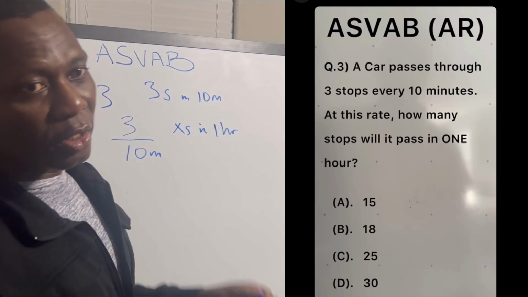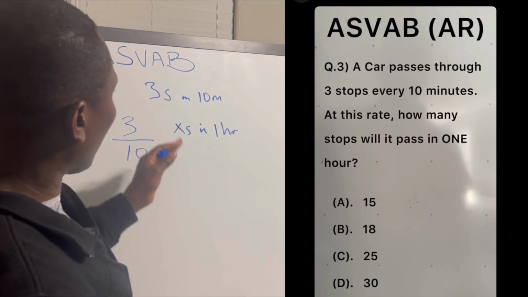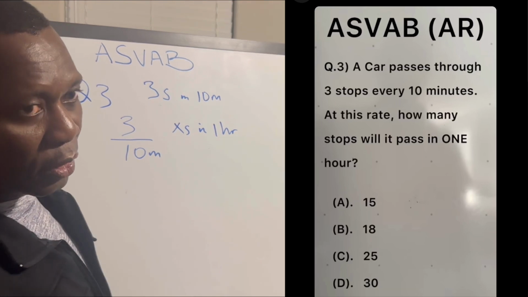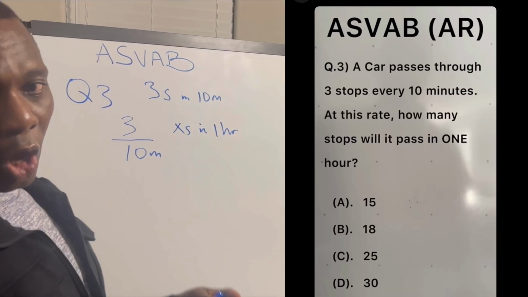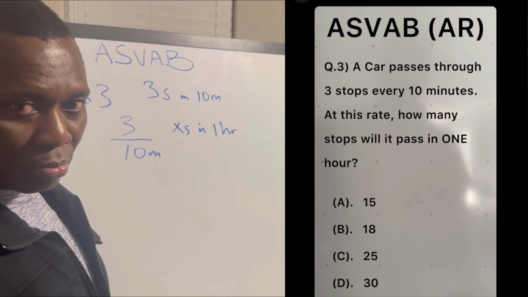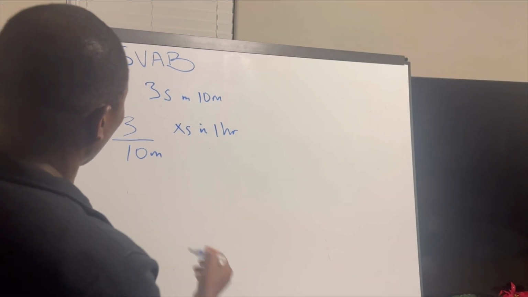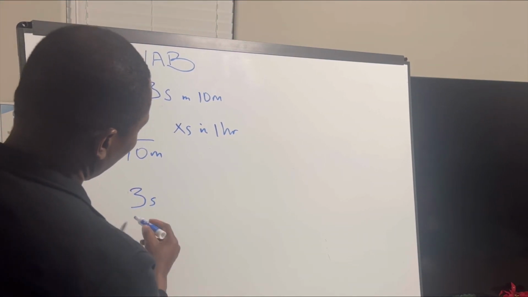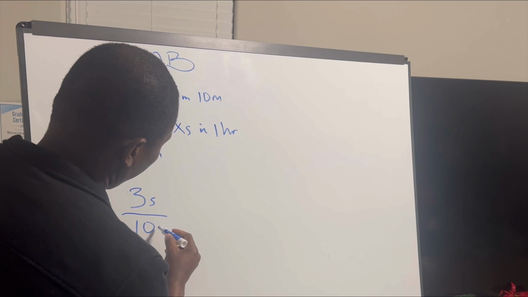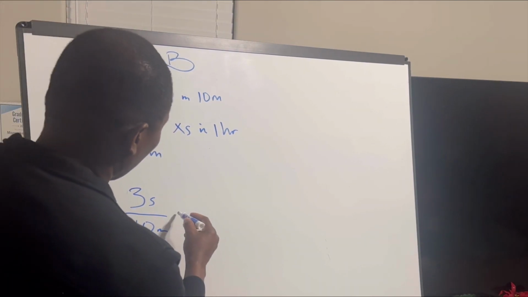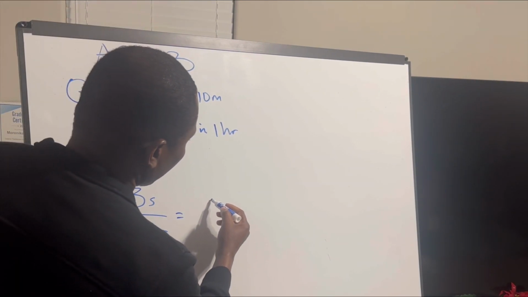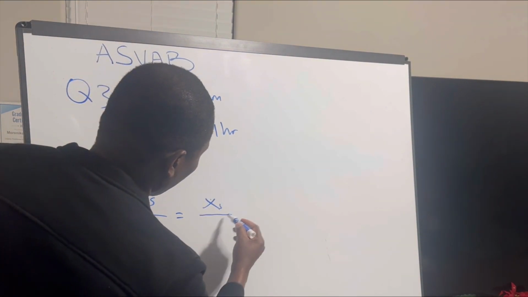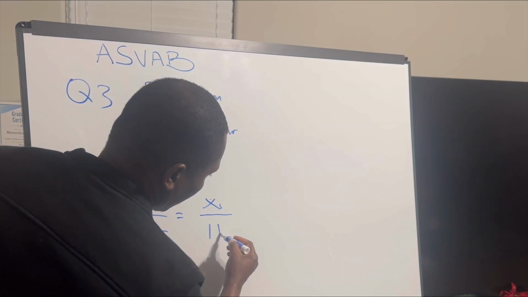So the question is asking us to find the number of stops the car will pass in 1 hour. If it passes 3 stops every 10 minutes, that's division. So we can do that this way. 3 stops in every 10 minutes is equal to X stops in 1 hour.